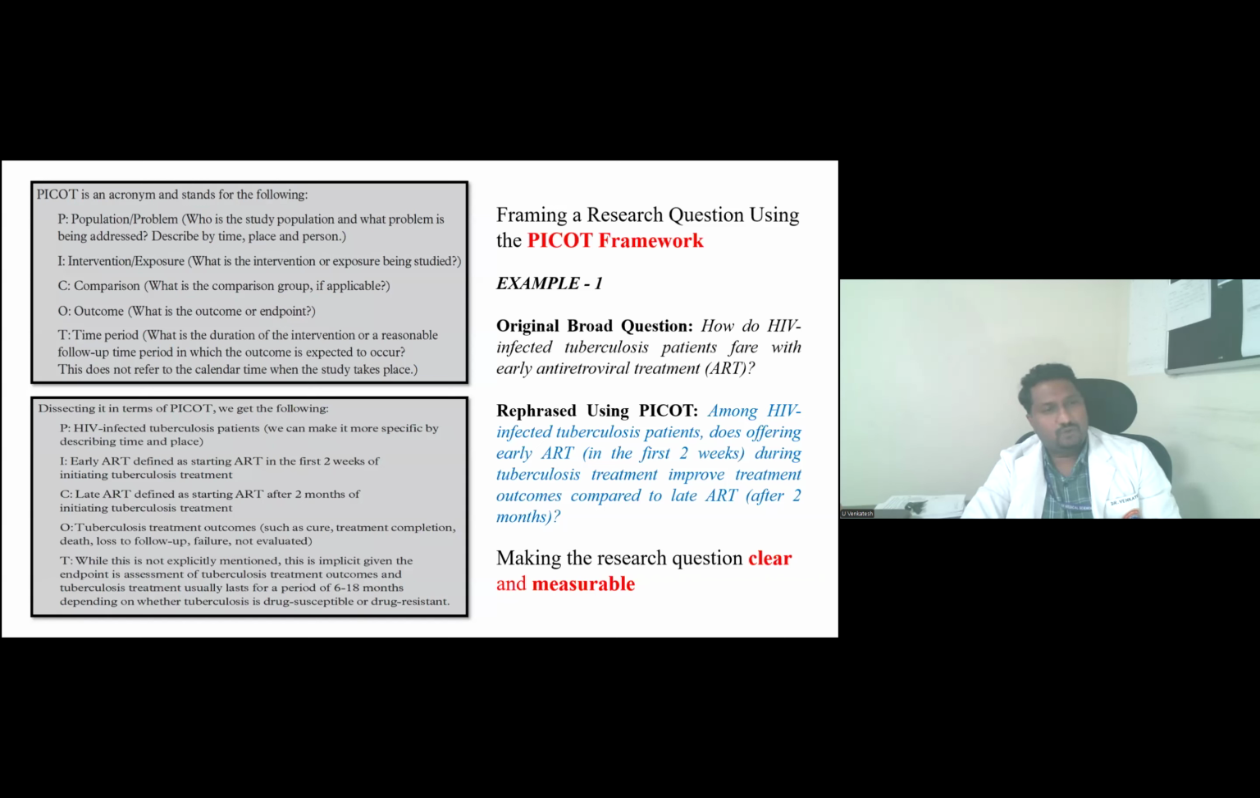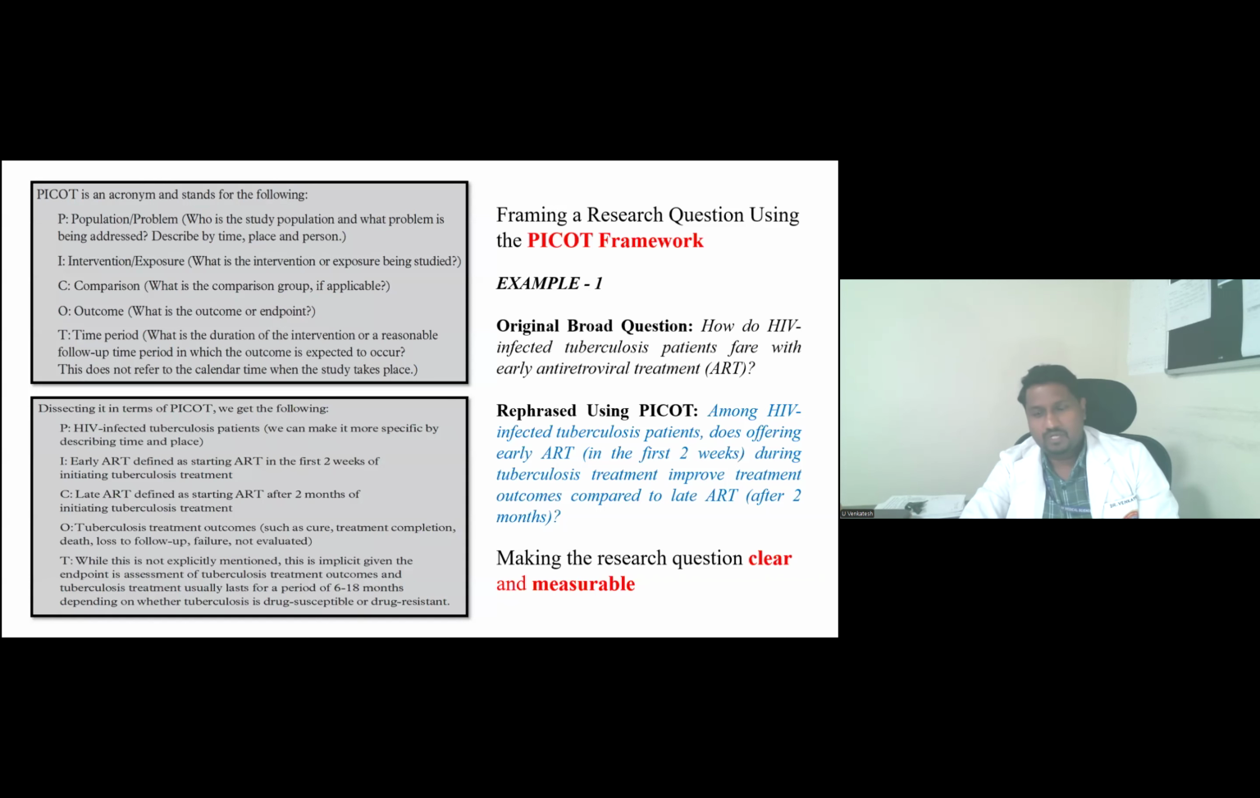So P stands for population, I stands for intervention, and E, suppose if it is an observational study, then exposure. C stands for comparison, O stands for outcome, and T is the time period. With the time period, the outcome may change. The outcome which we get in 1 year may be different from the outcome at the end of the second year. So the time period also should be mentioned. So we can say it is a PICOT format.